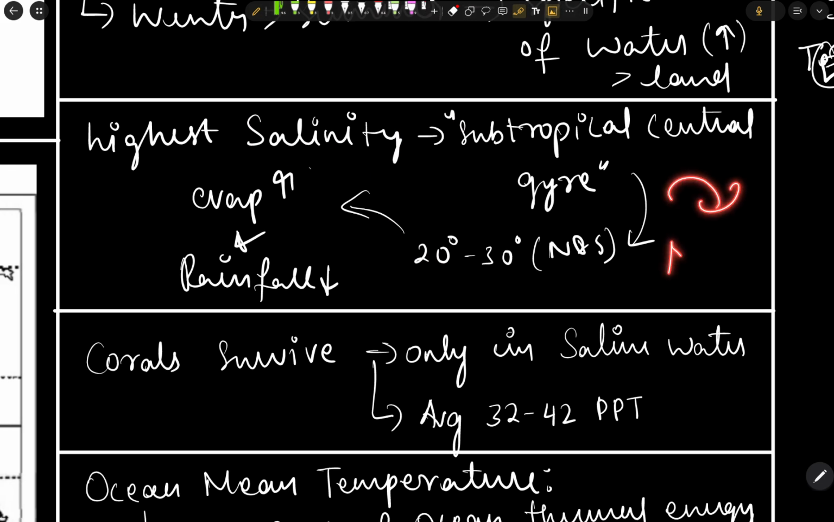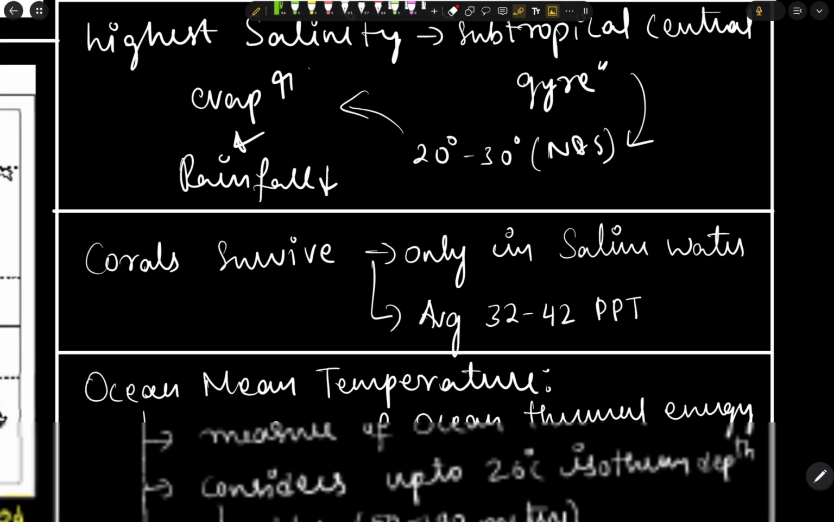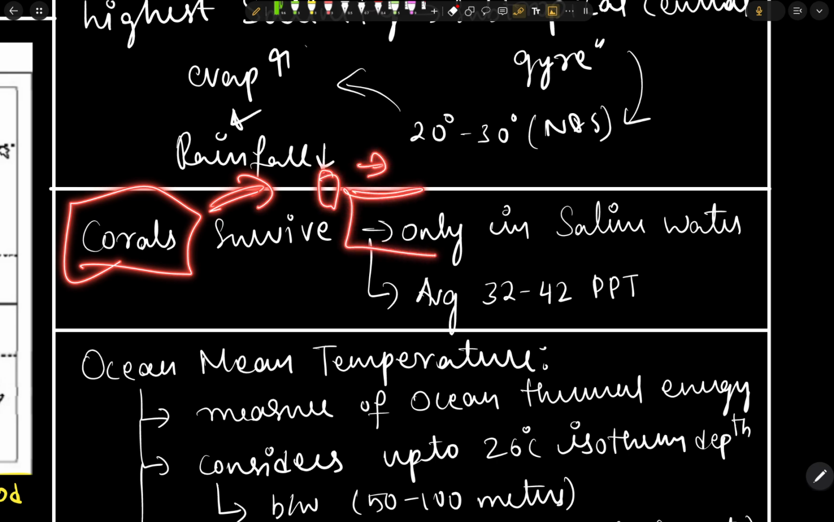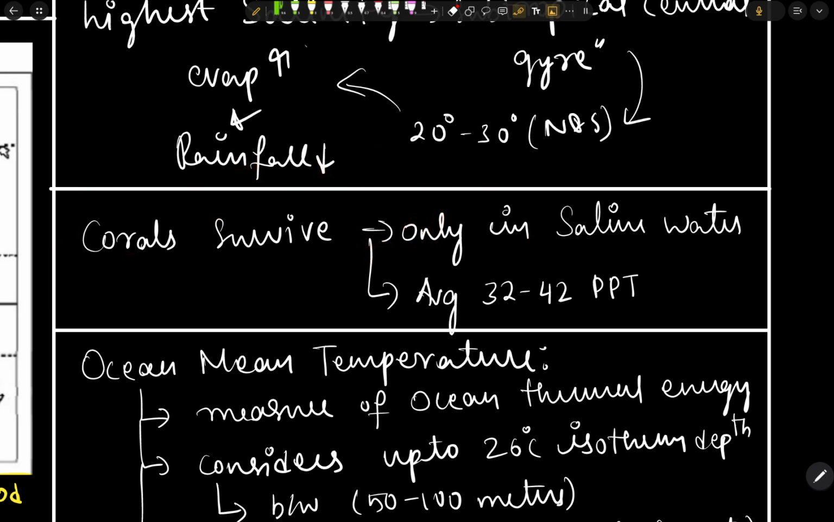This all information is in the NCERT physical geography. Now let's see the corals. Corals are nothing but the colorful things which we see in the movies in the marine ecosystem, that are nothing but the corals. So basically they live only in the saline water.